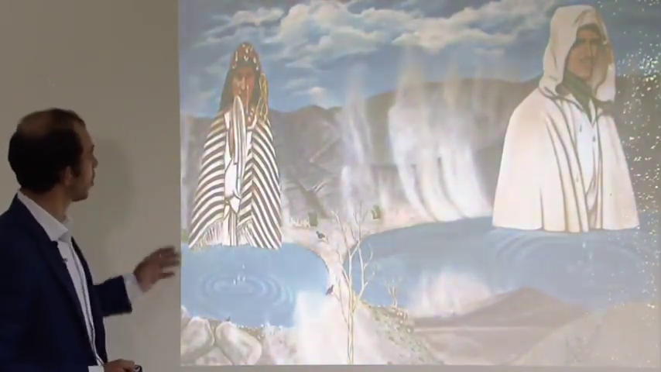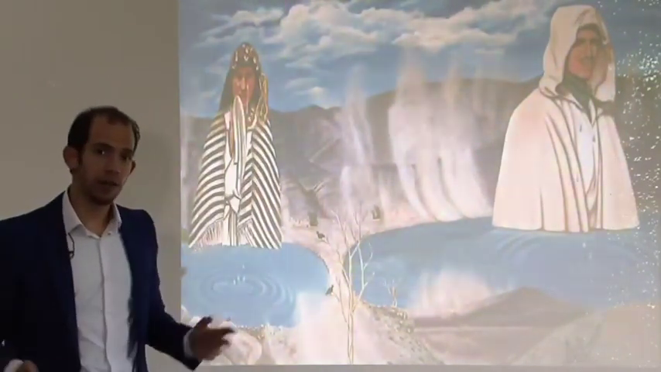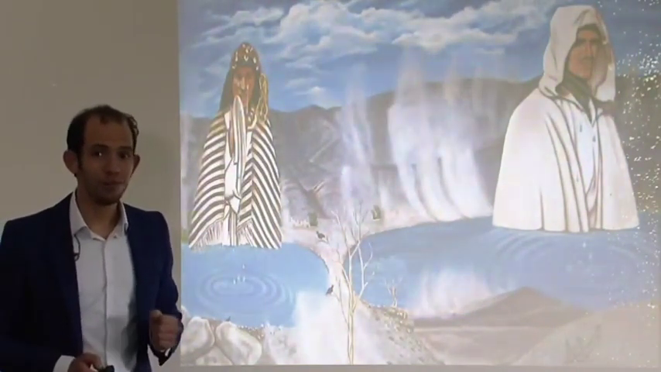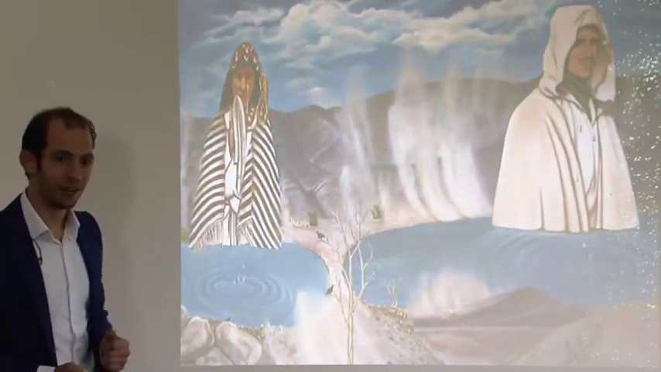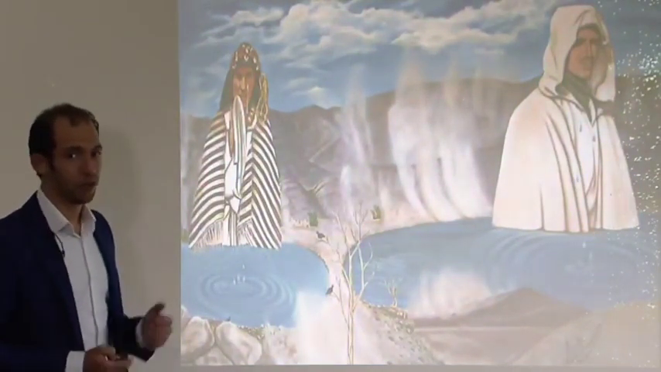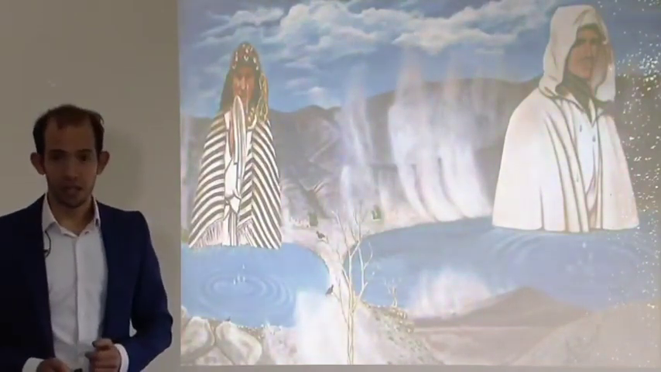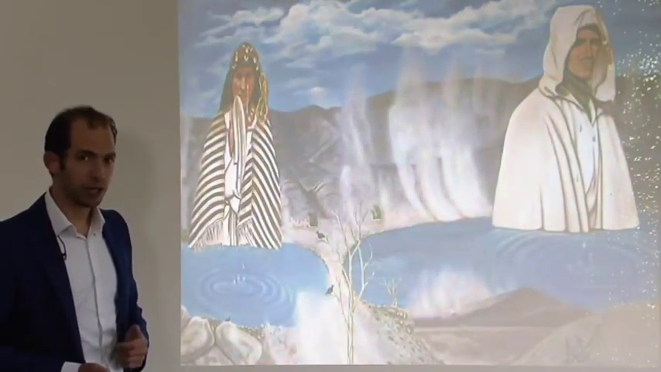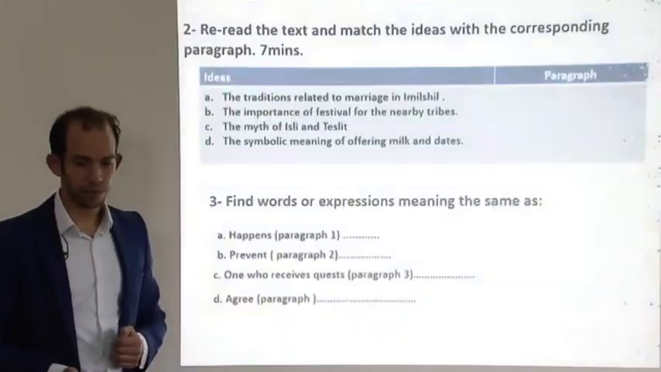So if you don't know what the Isli and Tislit legend is, here is a photo that represents exactly what it means. So the woman here and the man there wanted to get married. They loved each other very much. They wanted to get married, but their families or tribe objected, meaning they said, no, you can't marry this man. And he said, no, you can't marry this woman. So they started crying and crying. Because of a lot of weeping, 2 lakes were full of tears. So remember, this is only a legend. So for this occasion, the people in Imelchil started celebrating the festival.